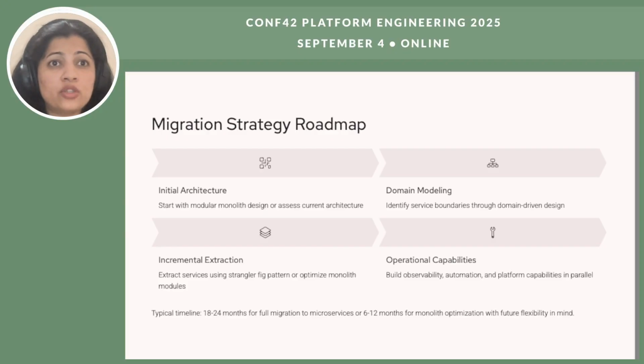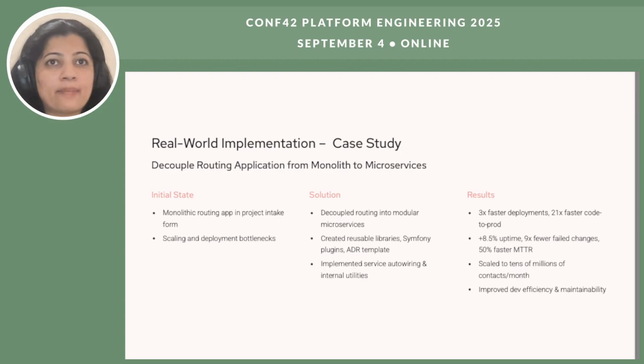On average, a full migration to microservices takes 18 to 24 months. Optimizing a monolith with future flexibility can take 6 to 12 months. Both are valid, but it depends on the context. Let me share a real-world example where we used this decision framework.